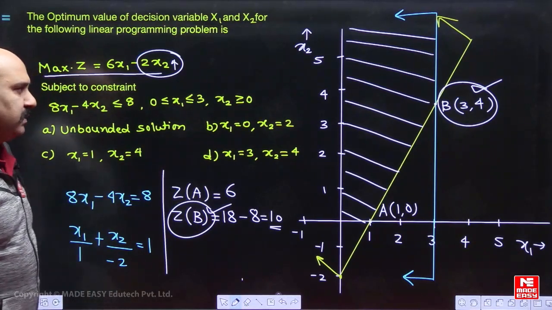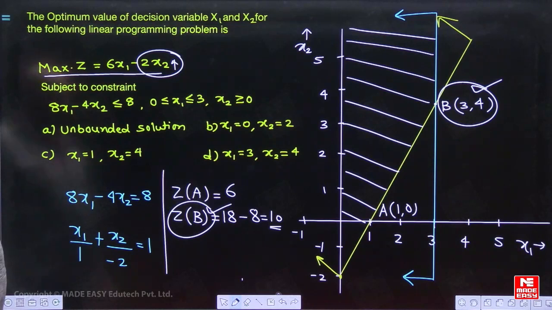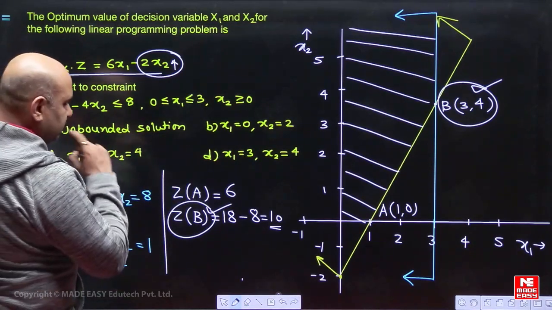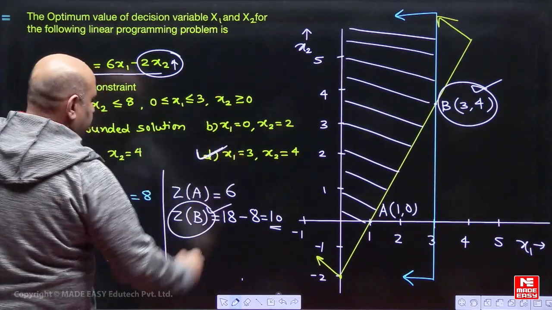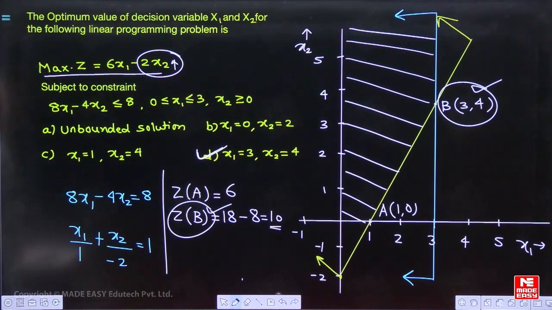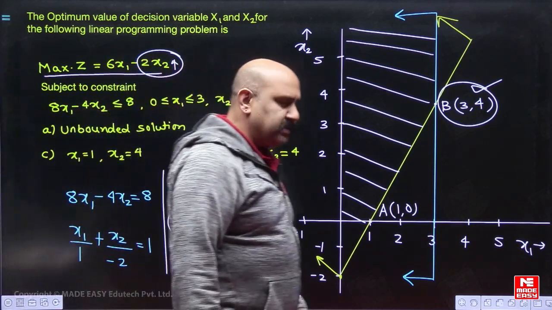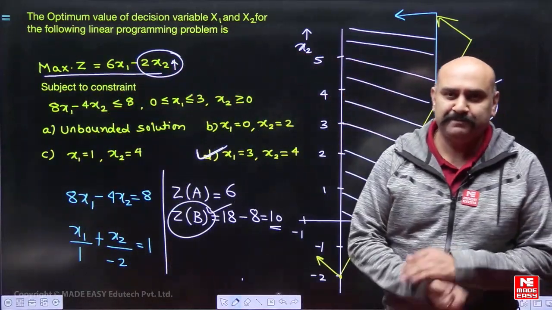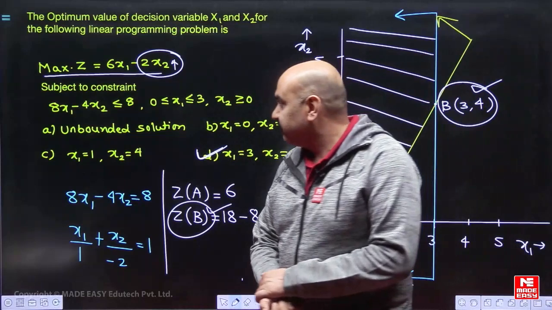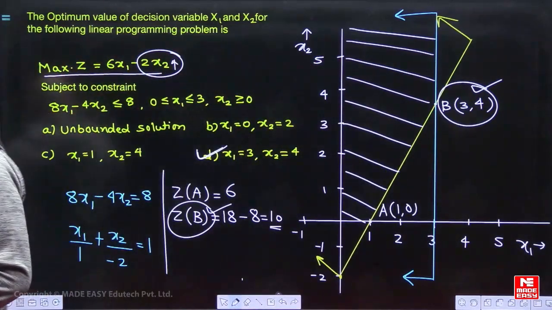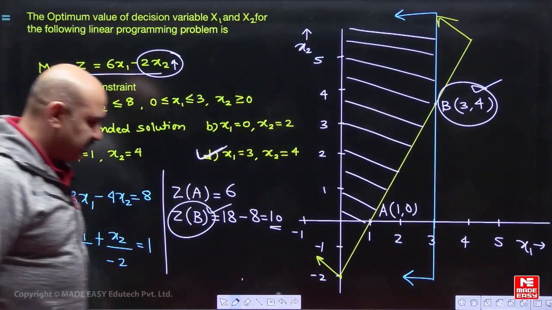So maximum value will be possible at point B. That will be our answer. So that is 3 and 4. So means we should go with the option D here. So x1 3, x2 4, that will be our optimum solution, and the maximum value at that point will be 10 units. The next, hopefully everyone got it. Clear है? चलिए आगे बढ़ते हैं.